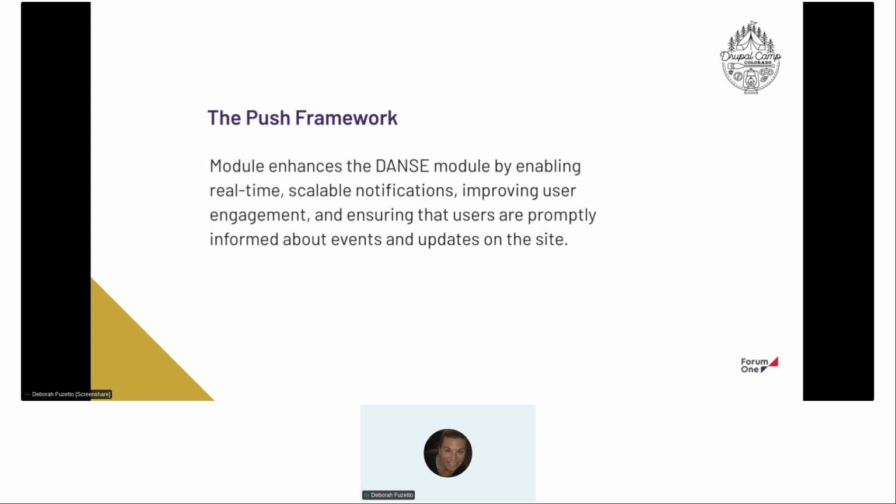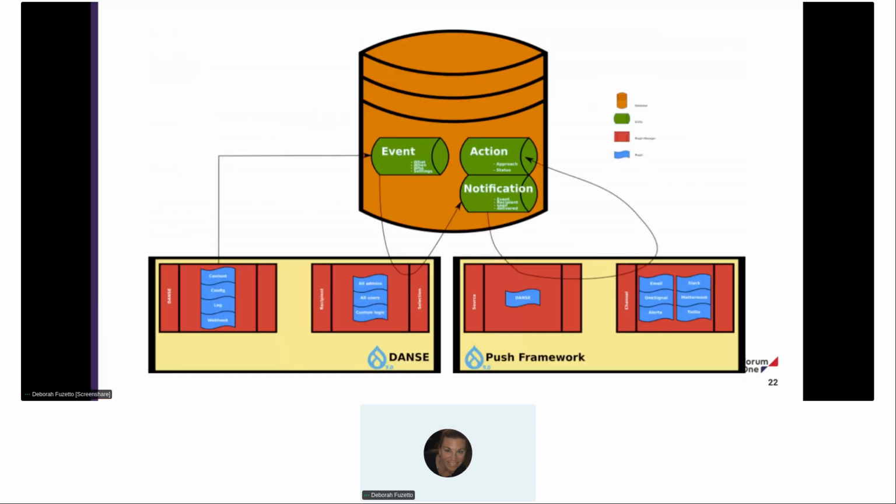So coming back now to the architecture picture. Up in the top here where we have event, action, and notifications, you probably can't read this, but these are all entities. These are all stored as entities in the database. So that makes it a very Drupal-y way, because we're using entities. And then down at the bottom on the left-hand side, we have what DANSE is responsible for. And then on the right-hand side is what the push framework is responsible for.